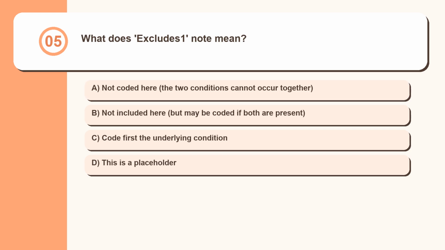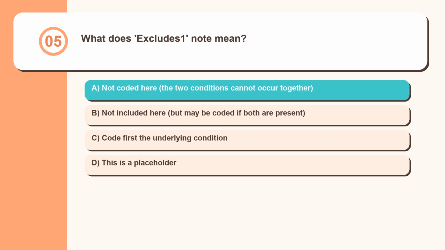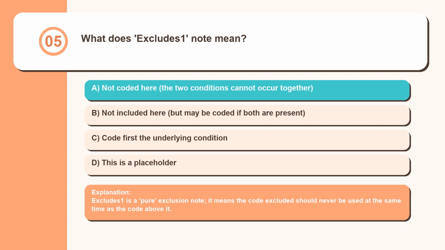Question 5. What does Excludes1 note mean? Not coded here, the two conditions cannot occur together. Not included here, but may be coded if both are present. Code first the underlying condition. This is a placeholder. Excludes1 is a pure exclusion note. It means the code excluded should never be used at the same time as the code above it.